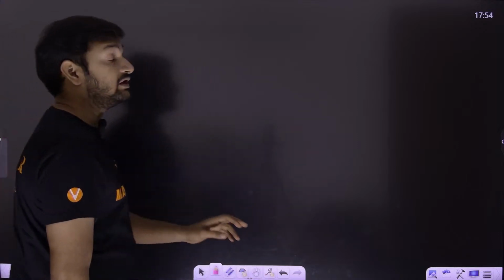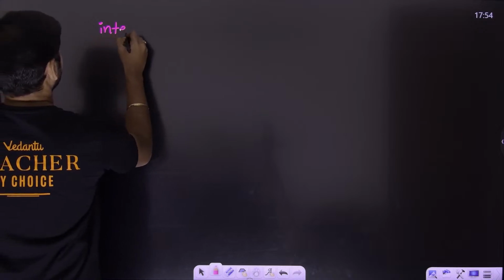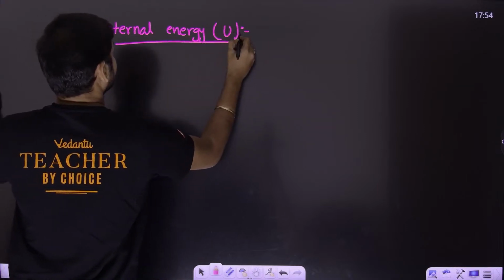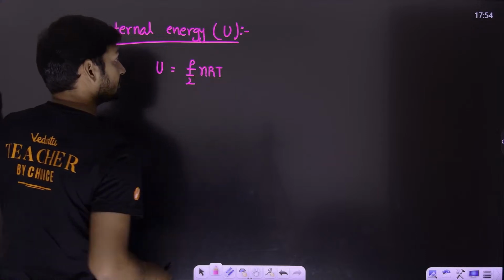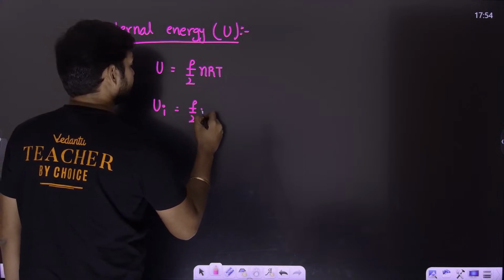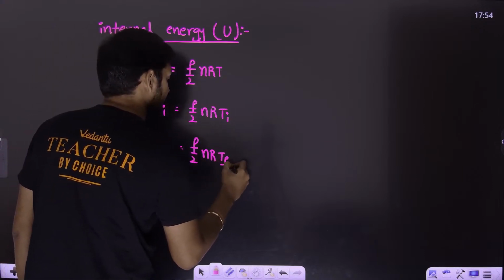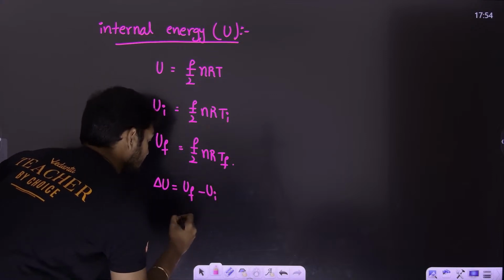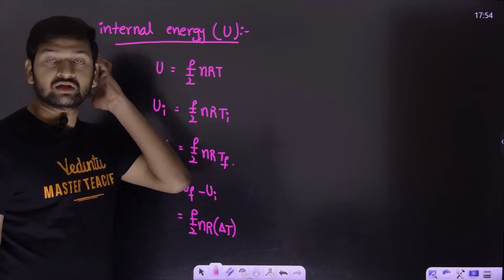Okay, fine. Now look, we need to talk about internal energy, which we already discussed in the previous class. Internal energy of the gas is represented with the letter U, and it is f by 2 nRT, where f is the degrees of freedom. The initial internal energy is f by 2 nRT initial, and the final internal energy is f by 2 nRT final. The change delta U is final internal energy minus initial internal energy, which is f by 2 nR delta T.